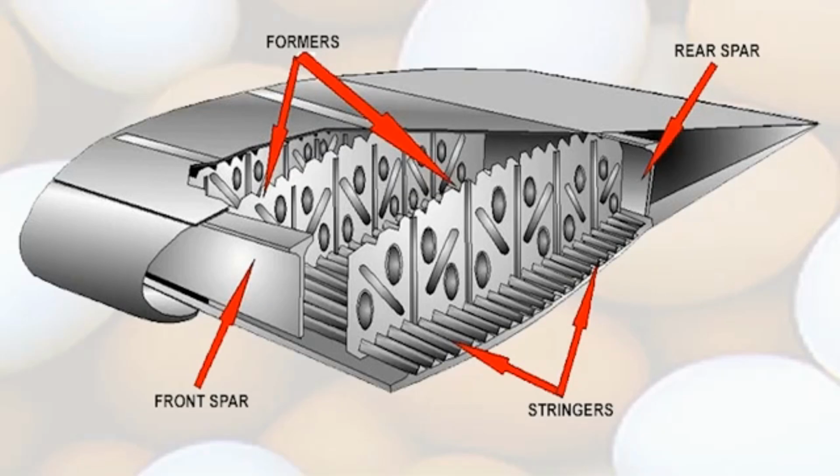Formers, or ribs as they are sometimes called, maintain the aerofoil shape of the wings, support the spars, stringers and skin against buckling, and pass concentrated loads from engines, landing gear and control surfaces into the skin and spars.